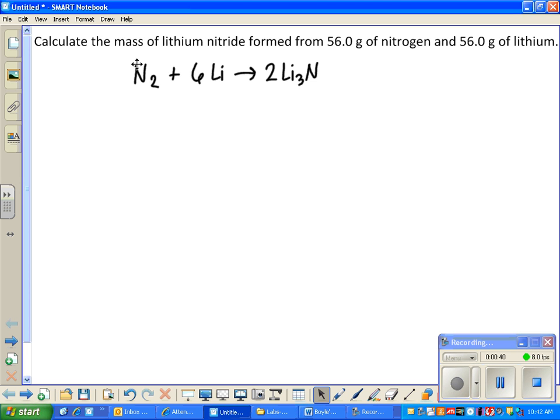Now our givens are 56.0 grams of each reactant, and we are trying to calculate the mass of the lithium nitride from this. In order to know which reactant to use, we need to compare them in their mole unit using the ratio. So our first step will be to calculate the moles of each reactant. So take a moment to pause the video and calculate moles of lithium and moles of nitrogen.